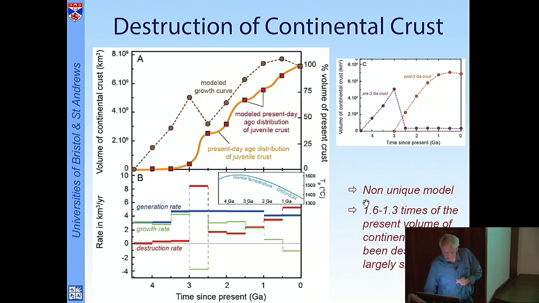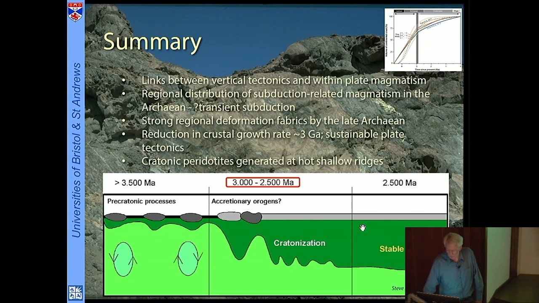So that's where it is. It's a non-unique model, all right? It's a box model, seeing how we would get on. The inference of the present model that I'm just showing is that 1.5 times the volume of the present continental crust has been destroyed since 3 billion years. And one of the things I'm here to do is to work with Jan Kramers to see if we can see this signal back in the mantle, if we look at the evolution of the mantle. So that's where the modeling's got to.